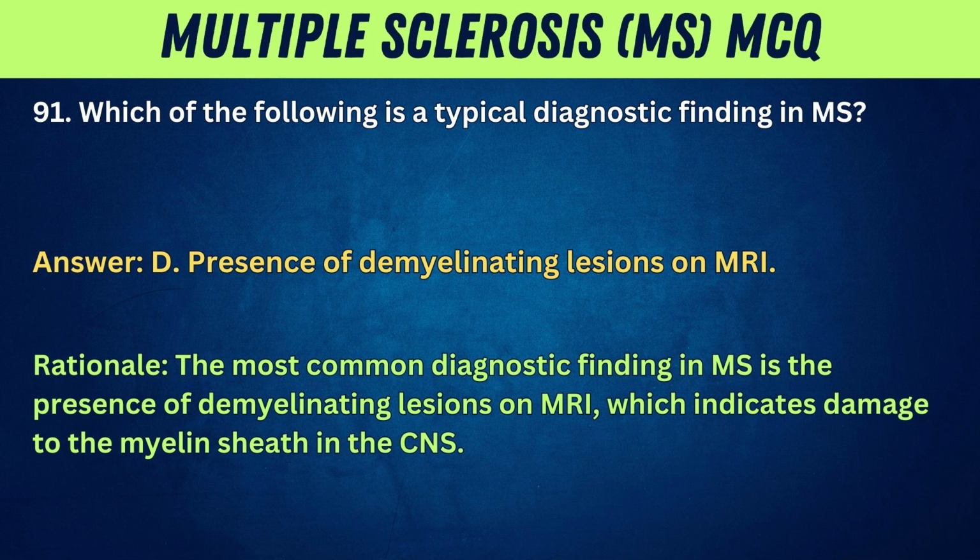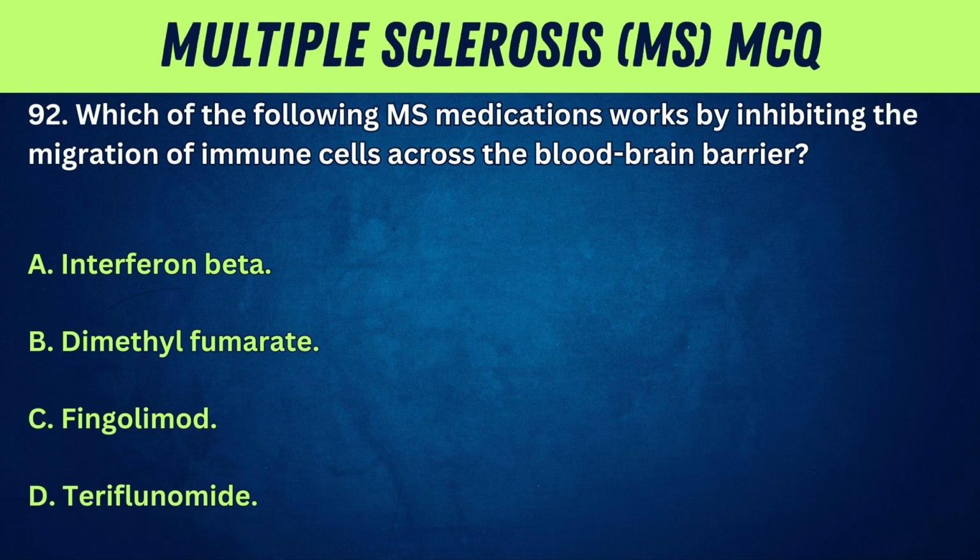Rationale. The most common diagnostic finding in MS is the presence of demyelinating lesions on MRI, which indicates damage to the myelin sheath in the CSF. 92. Which of the following MS medications works by inhibiting the migration of immune cells across the blood-brain barrier?